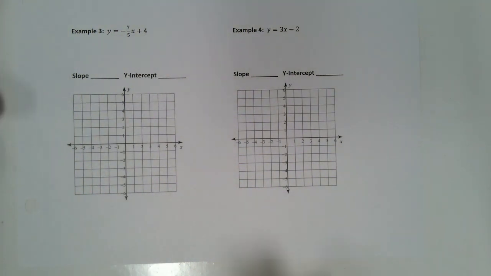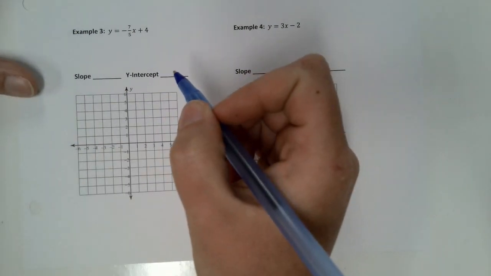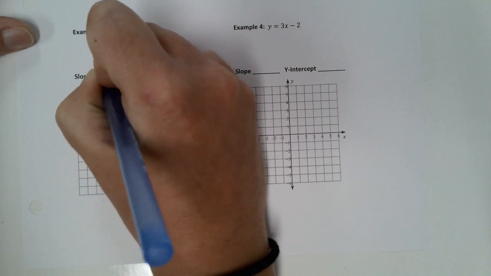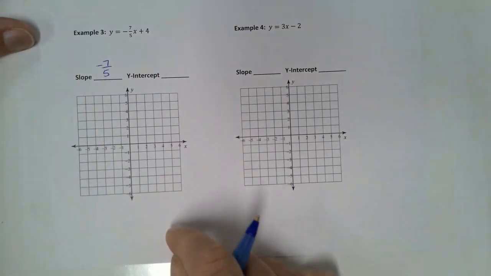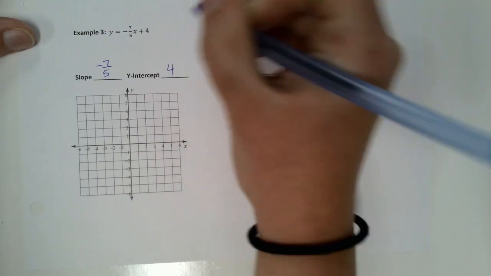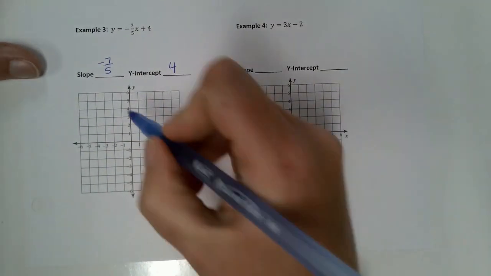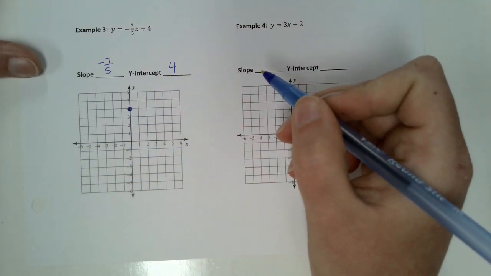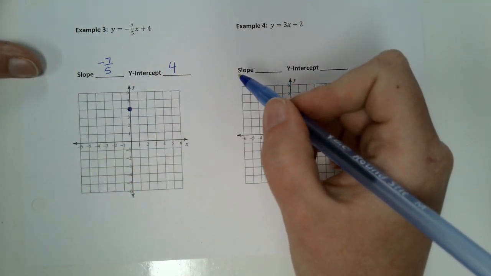You can tell me. All right, what's my slope for example 3? -7/5. And we put the -7, we put the negative on top, right? What's my y-intercept? 4. Okay, so then we start at 4. That would be here. All right, when I rise, what should I do? Go down 7. Very good.